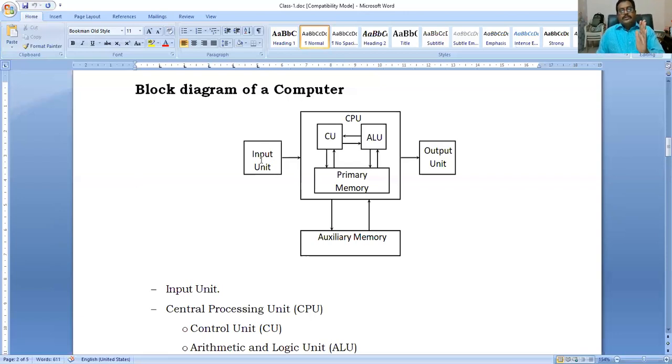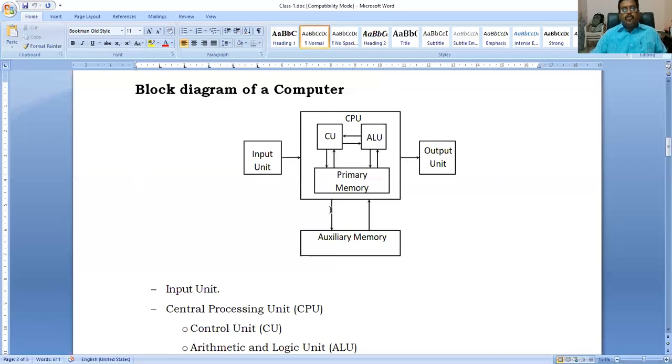The input unit is going to convert 3 into machine understandable language, 2 into machine understandable language, and the multiplication symbol also into machine understandable language. The CPU is going to perform the multiplication process, and the 6 is in the form of machine language, so it will be converted into human readable form and sent to the output unit. It is going to display it on the screen.